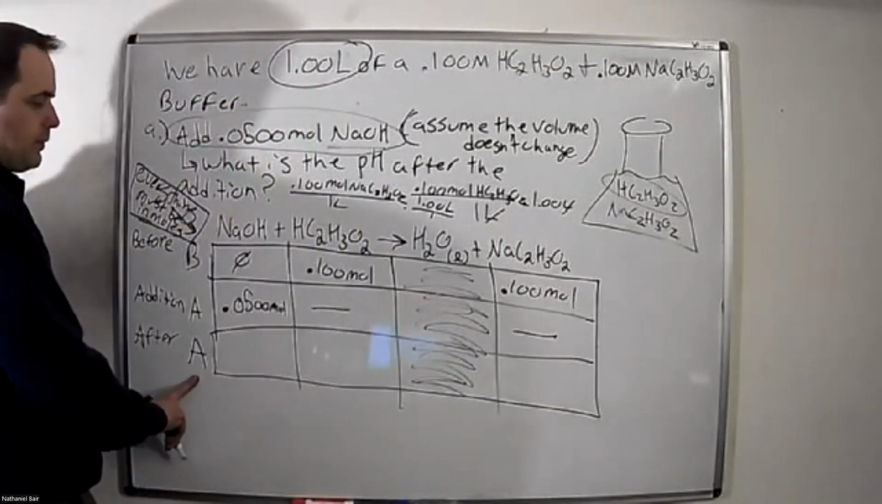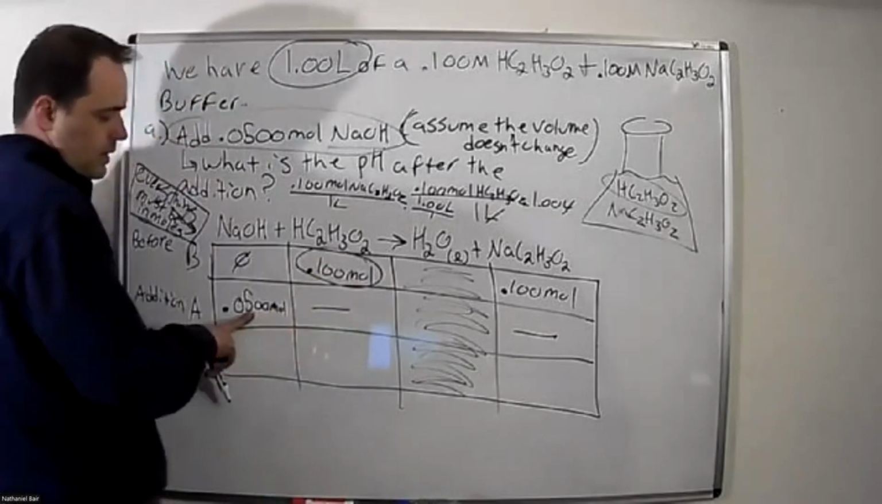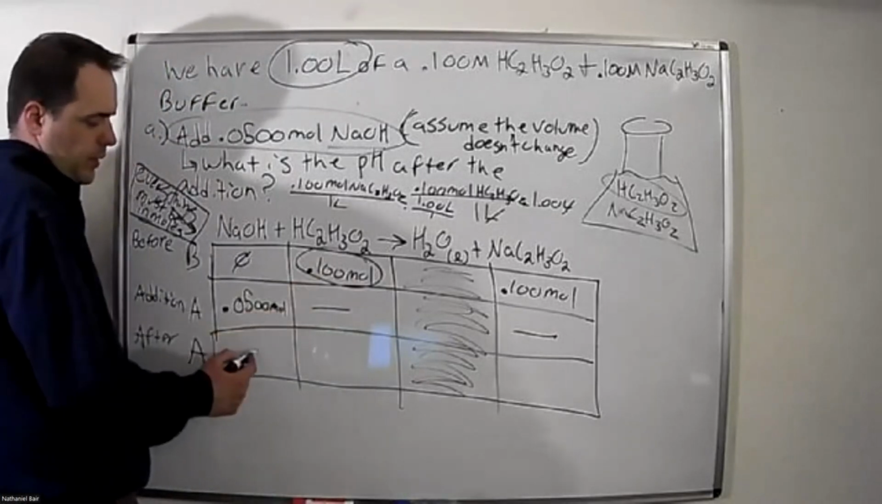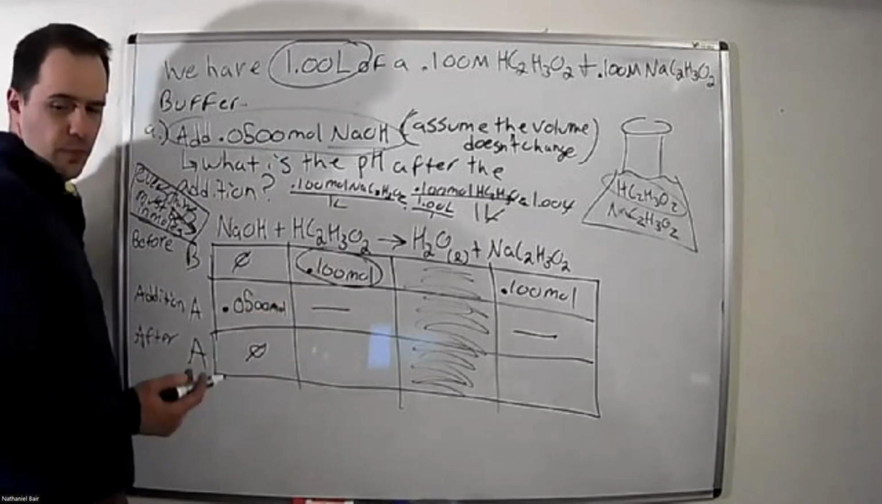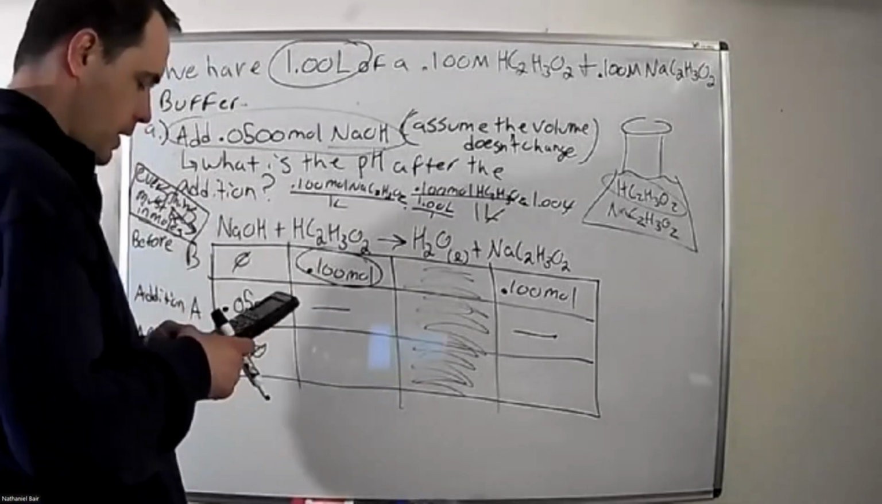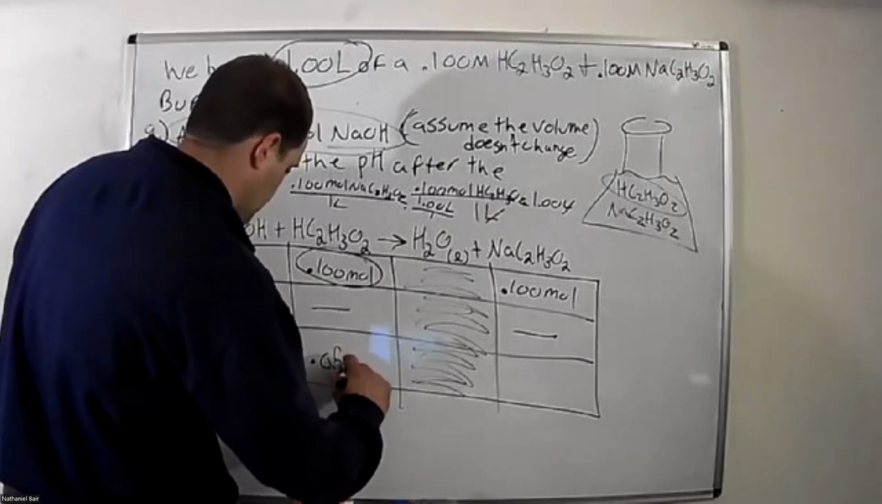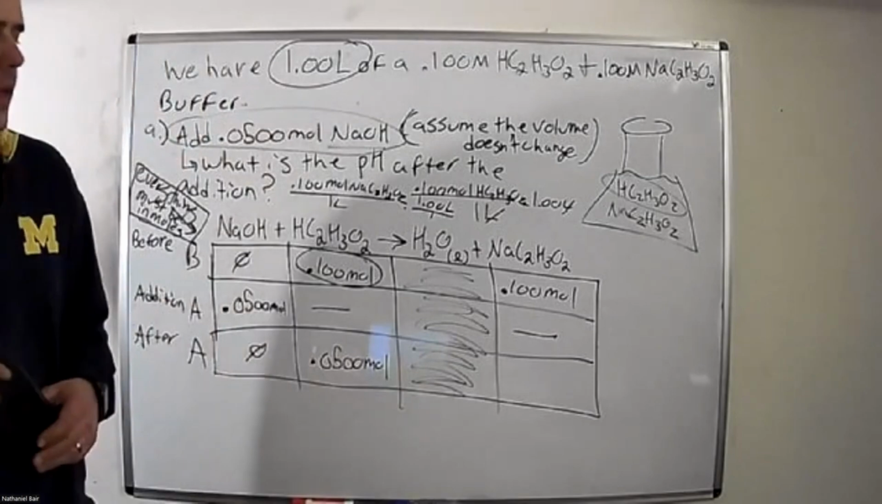What happens after the addition? Well, I have plenty of acid to take care of this. So what's going to happen? That acid is going to absorb this. So I'm not going to have any base left. I'm going to subtract this from there. So we're going to take 0.1 minus 0.05, and that's going to be 0.0500 moles of acid after the addition.